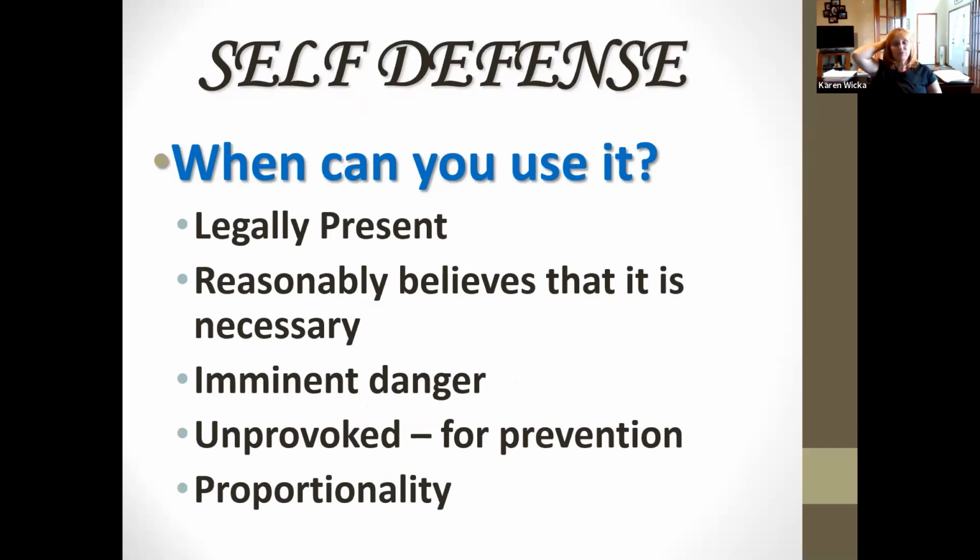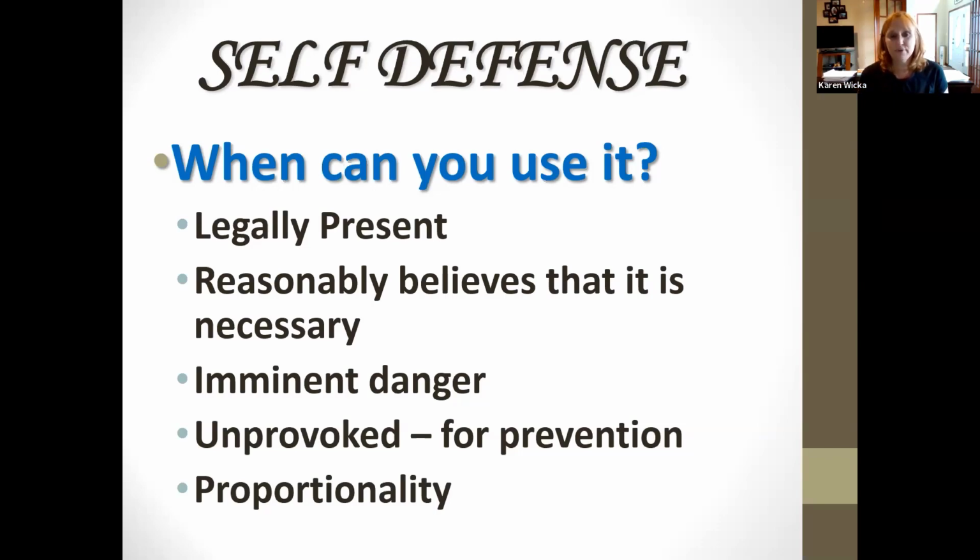The next thing is you have to reasonably believe that it's necessary. Given the facts and circumstances surrounding the occasion, you have to believe that it's reasonably necessary to use some level of force to protect yourself. And it's reasonable: groups of people would agree with you in that situation. It has to be imminent. Imminent danger means it's going to happen now. You are not allowed to claim self-defense for something that could happen in the future. Self-defense only exists for what's happening right now.